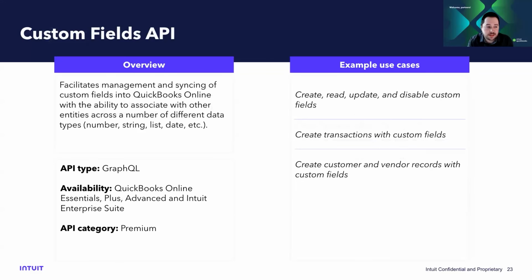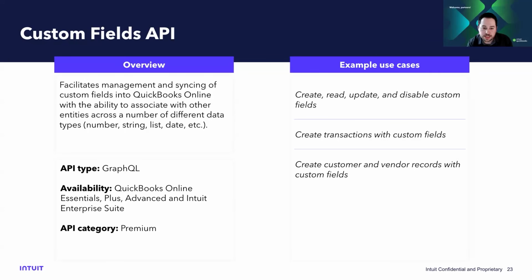Next is custom fields. This will ultimately facilitate end-to-end management of custom fields in QuickBooks Online, with the ability to associate with other entities across a number of different data types. So it isn't just going to be a string. We will have some validation available, such as numbers, strings, lists, dates, and so on. Once again, this will be a GraphQL API. They will have availability across QuickBooks Online Essentials, Plus, Advanced, and Intuit Enterprise Suite. There is a different number of custom fields available in each of those offering levels, so just something to bear in mind there. And once again, the category will be premium.